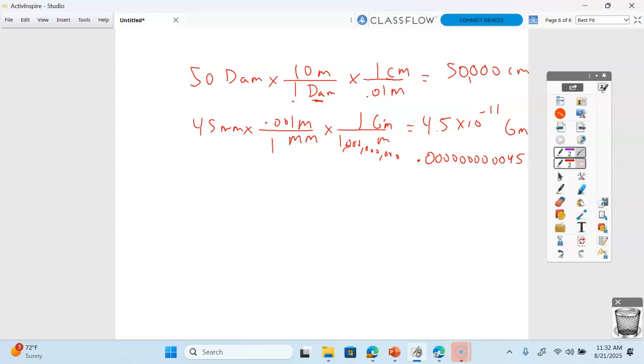Wait, why does... Because 1 gigameter is 1 billion meters. Makes sense. The chart says 1 giga is 1 billion meters. Yeah. So 1 giga is 1 billion meters. You multiply by 1.